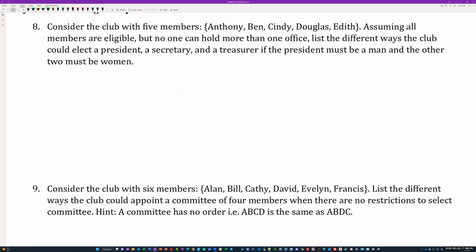What'd you say? 6 is correct. For president, you have 3 choices because there's 3 men. Then for the secretary, I guess you have 2. There's 2 women. Then once you picked one of the women, there's only 1 remaining. Therefore, you have 6 total choices.